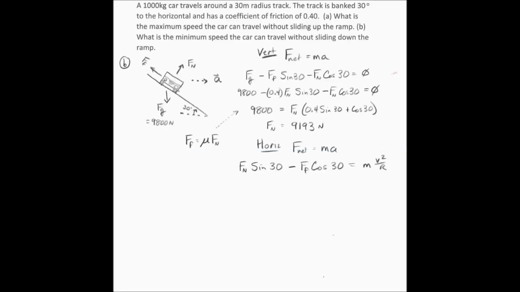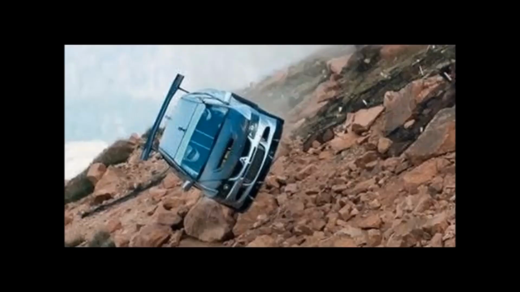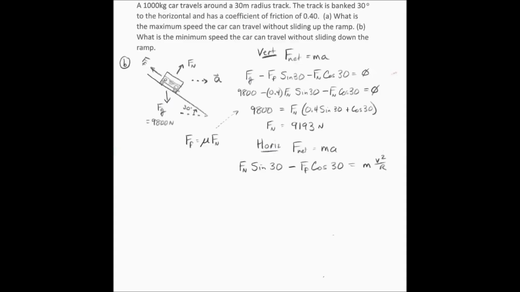We can solve for the horizontal, Fnet equals ma. In the horizontal direction, we have our normal force component towards the center of the circle. Gravity is 0, it's not horizontal. Our friction force, however, is now the other way. In the previous example, normal force and friction force were both to the right, so they worked together to provide that centripetal acceleration. Here they're opposing each other. The normal force is to the right, the friction force is to the left. So we've got Fn sin 30 to the right minus Ff cos 30, because it's to the left, equals our centripetal acceleration, mv squared over r.